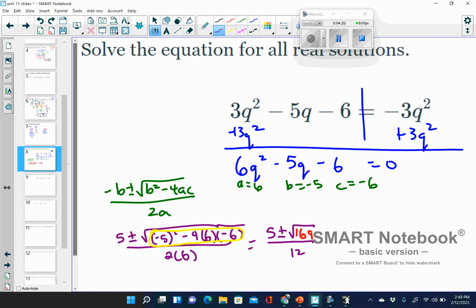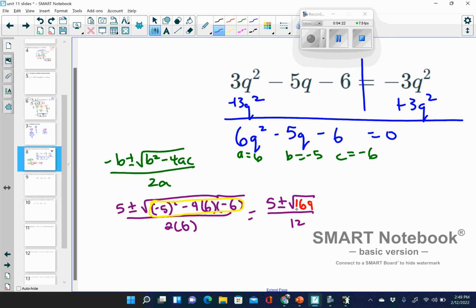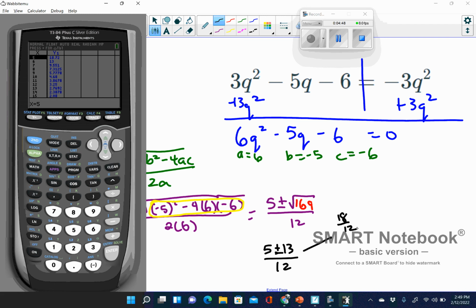Now, next thing we're going to do is simplify the radical if you can. So the square root of 169, if you were to plug it into the calculator, you're going to get straight up 13. So final answer, 5 plus or minus 13 all over 12. And so we're going to simplify this as much as possible. 5 plus 13 is 18. 18 over 12. You can take that, plug it into the calculator.